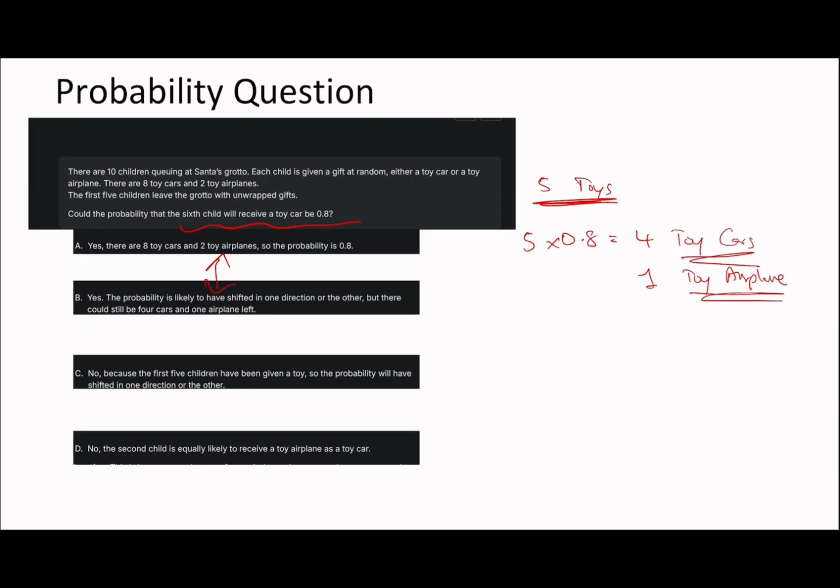Out of these 2 options, B is the one that makes sense. It says the probability is likely to have shifted. This could still be 4 cars, 1 airplane. It's likely that it's not necessarily 4 and 1, that it's one of the other combinations, but this is still a possibility. Whereas if you'd done this calculation and it gave you something like 3.6 toy cars, then it wouldn't be possible. Okay, does that make sense? Once again, it's just with a bit of experience that you can do a question like this.